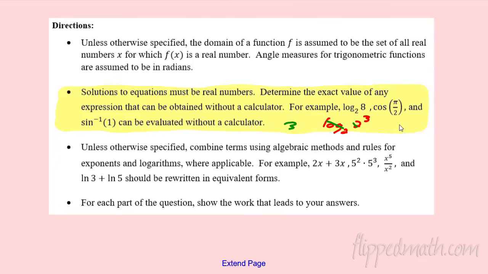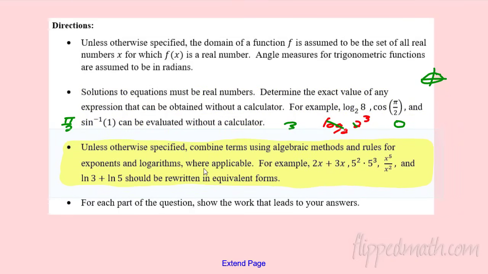Cosine of pi over 2, you have to evaluate it. So think your unit circle. We've been doing that all year, so you should be cool with that. Cosine of pi over 2 is just 0. And same thing with your inverse trig function. What's the arcsine, or inverse sine, of -1? Where does that happen? That happens at pi over 2 as well. That looks awful. I can't leave that there. Go ahead and make sure that you evaluate it if you can.